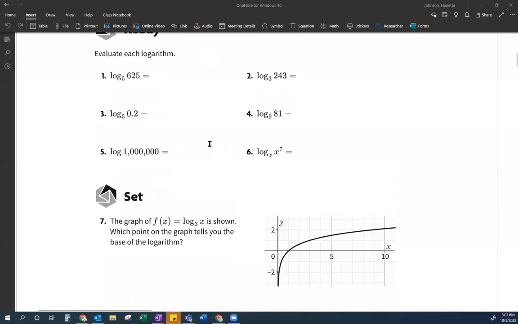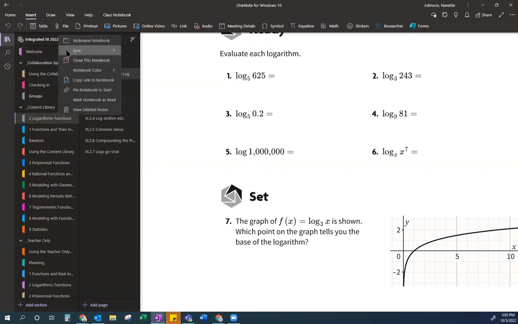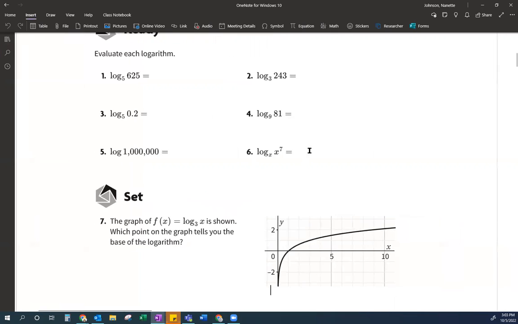Okay, so the first question, this is 2.2, number 6: log base x of x to the 7th. The very first thing I want to do is translate this into exponentials, because if I can translate this into exponentials, then it makes much more sense. So I'm going to say this is equal to, and I'm going to put a box right here.